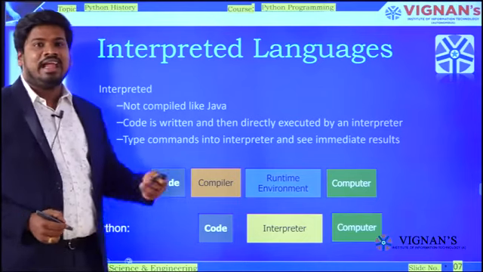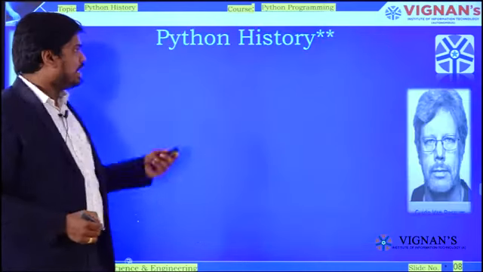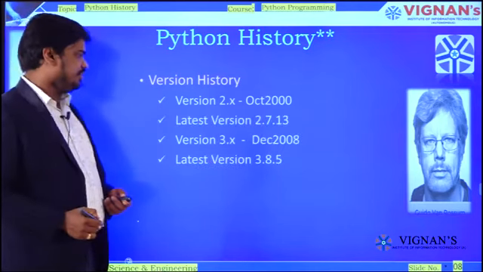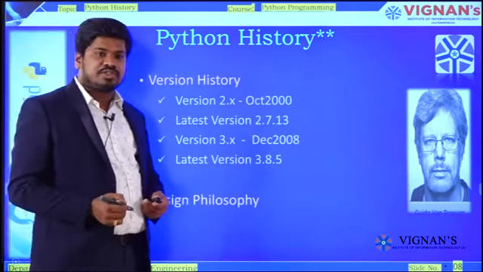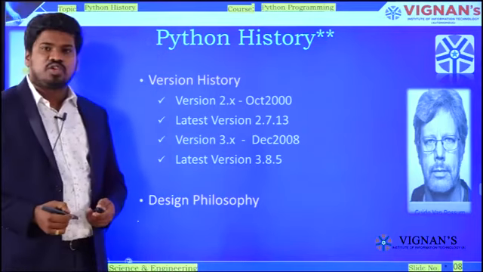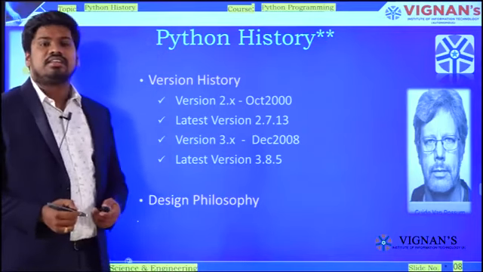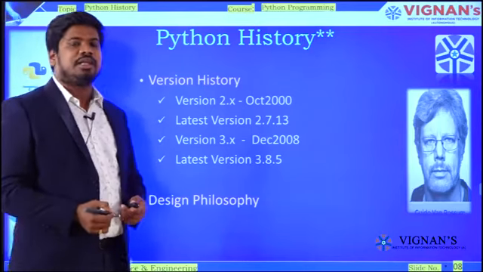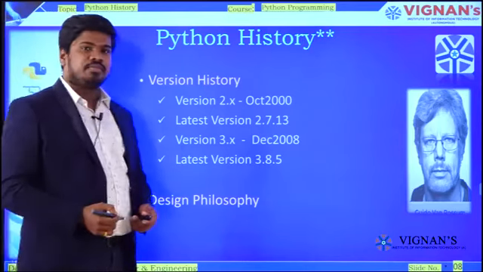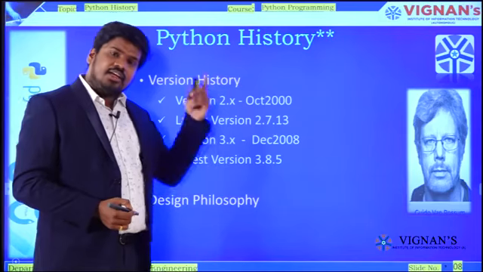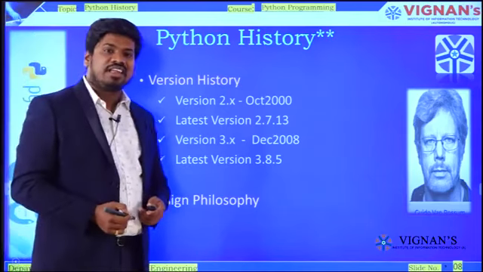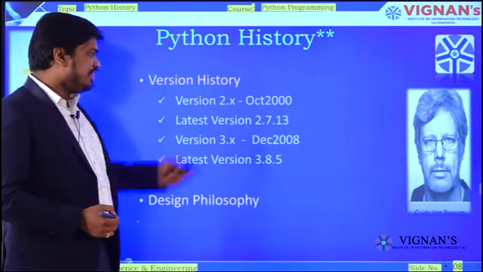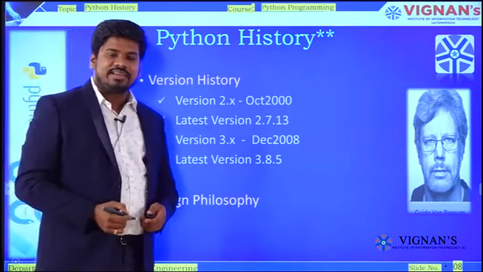This is all about interpreted languages. And coming to the next one, Python history. Python has two stable versions, 2.x and 3.x. Right now the current stable version of Python is 3.8.5. Python 2.x was released in October 2000, and Python 3.x was released around December 2008.